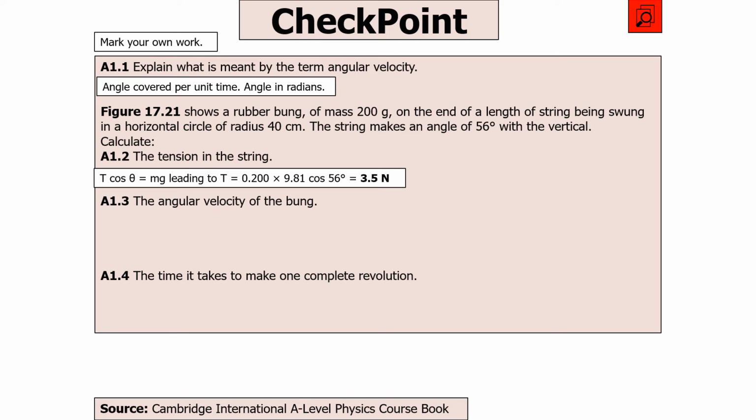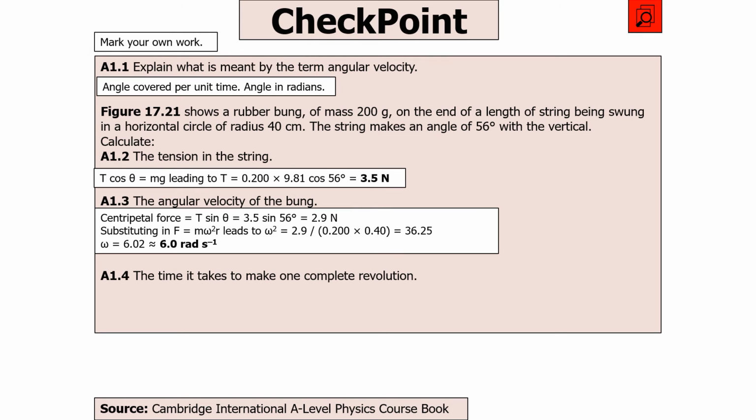Okay, so therefore T equals 0.200 times 0.981 cos 56, which is 3.5 newtons. We know that horizontally, the resultant force towards the centre of the circle is the centripetal force. That equals mv squared over r. So therefore T sine theta, which is 3.5 sine 56, is going to equal mv squared over r, or m omega squared r. So therefore we can work out omega.